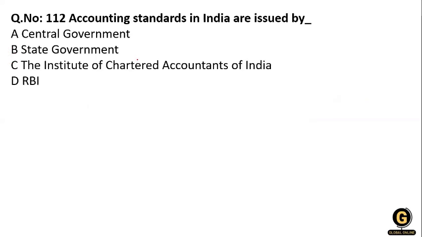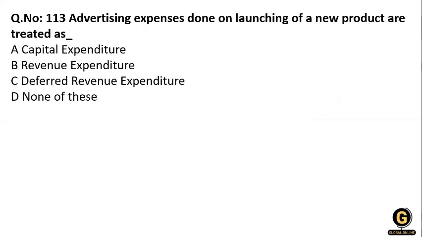Now, the accounting standards in India are issued by the central government, state government, Institute of Chartered Accountants, or the RBI. So who issues the accounting standards? You know that it is the Institute of Chartered Accountants. Clear? Now the next one.